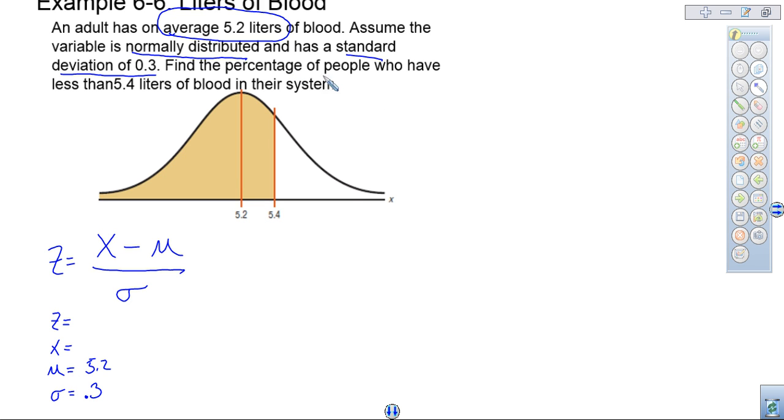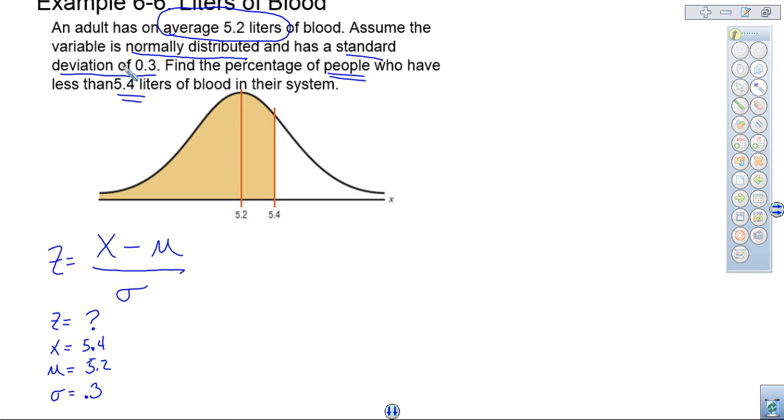Find the percentage of people who have less than 5.4 liters. So there we are, people, 5.4. That's our data value. That's our x value. So we're trying to find a percentage. Remember, percentages come from z-scores. So z-scores are what I'm going to have to find, and then I'll have to go find my percentage.